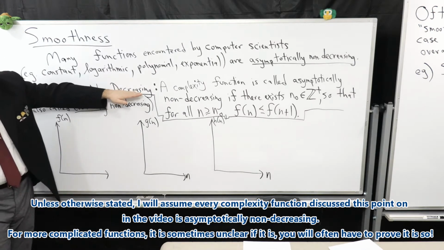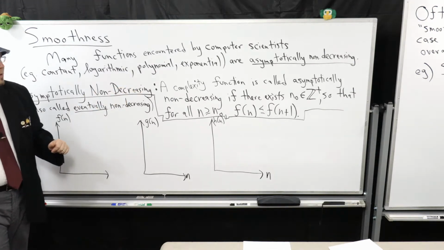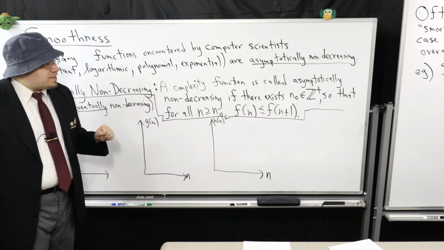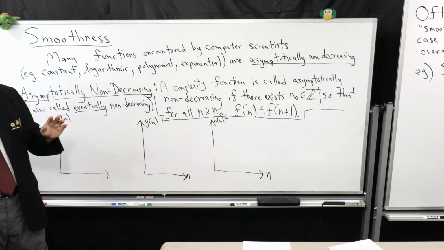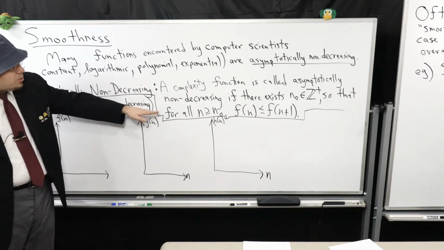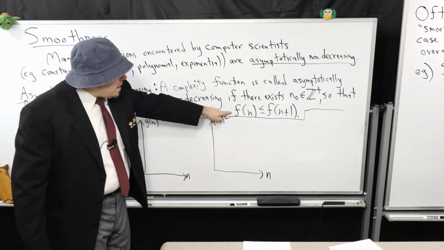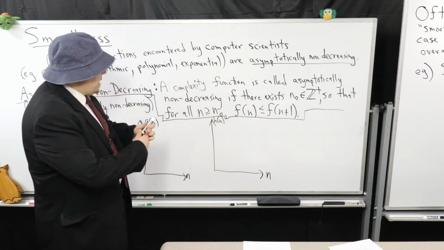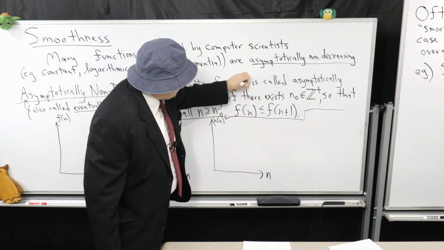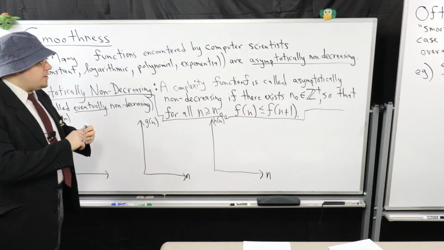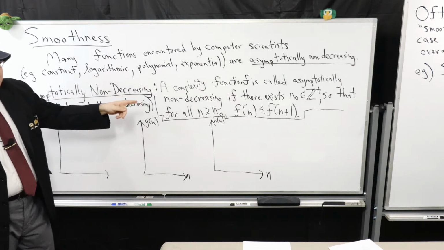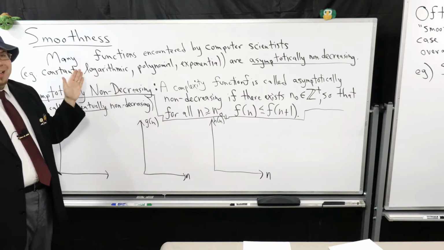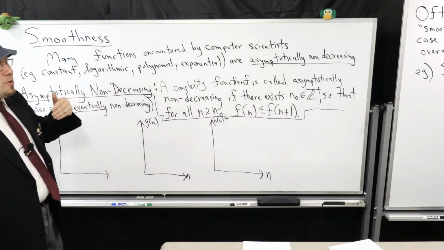We call a complexity function asymptotically non-decreasing if and only if there exists a positive integer n0 such that for all n greater than or equal to that n0, it must be that, if I'm talking about function f, f of n is less than or equal to f of n plus 1, for all points after n0. So it can be at n0 or after.